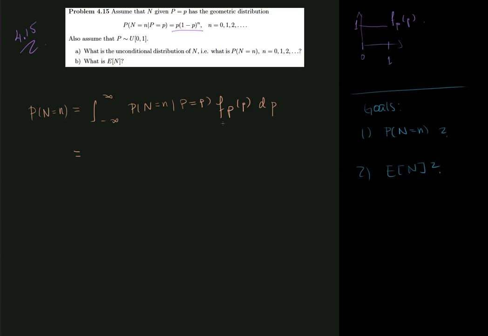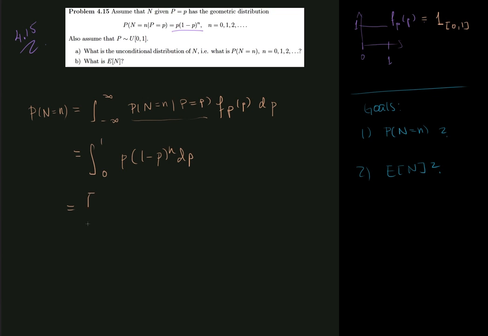Now the density f_P of p is equal to 1 on the interval 0 to 1, which means that I can just replace the integral bounds with 0 and 1, and this just turns into a 1, and then I just have the probability of N being equal to n given that P is equal to p. And that is equal to p multiplied by 1 minus p to the n. And what we want to do now is calculate this integral, and a way we can do that is by using integration by parts. That's what I use anyways.